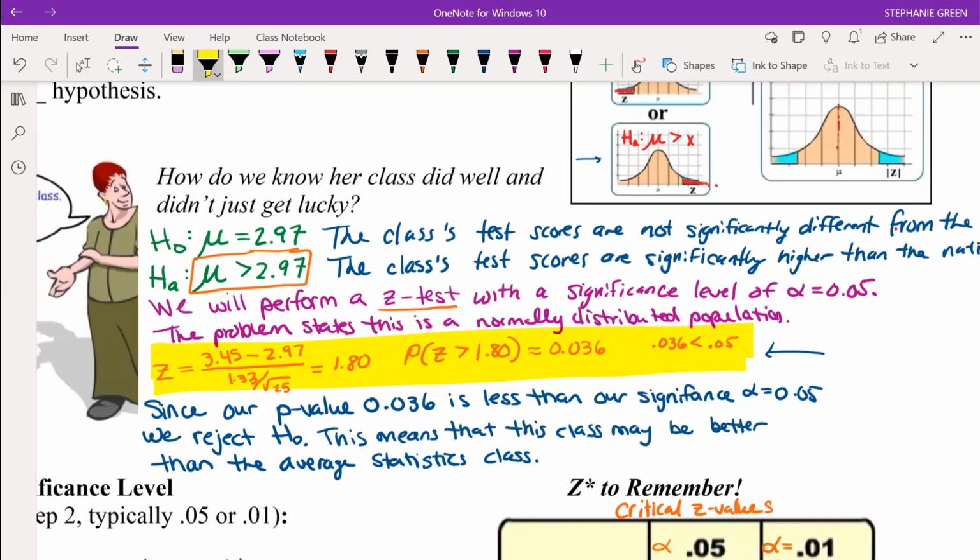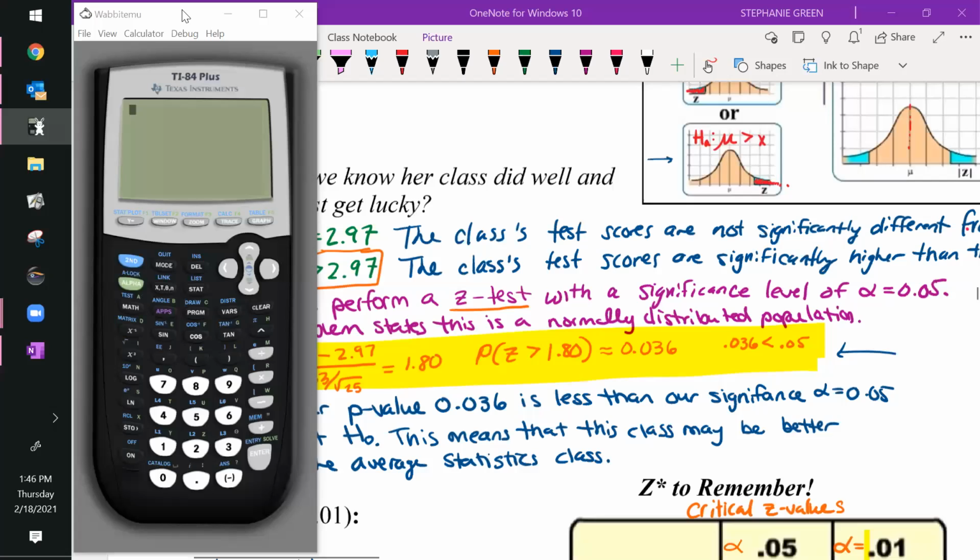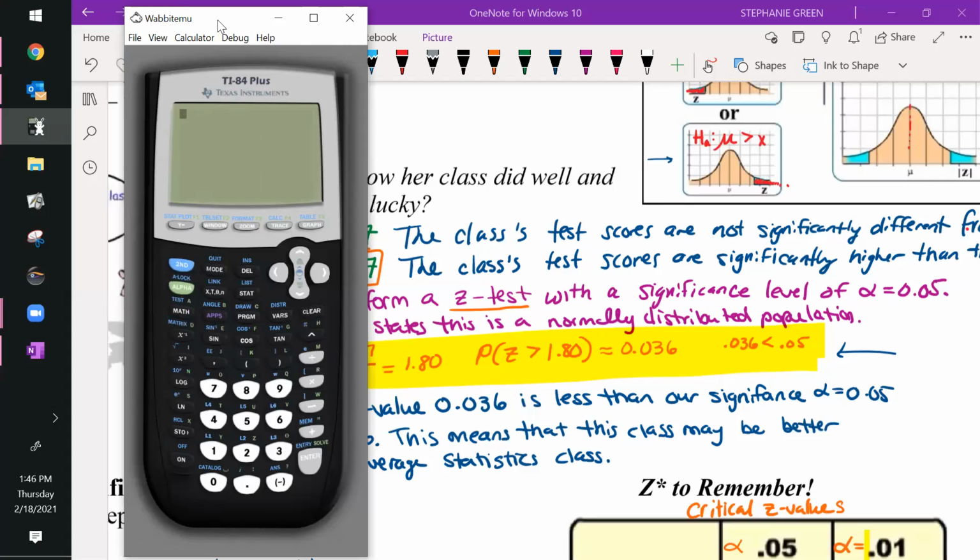Okay, pause. All right, so I just wanted to make sure real quick that my calculator was all set up and ready. So to do this z-test completely on your graphing calculator, you're going to hit the stat button here and go over to test. And the very first one that I see on mine is the z-test. I think it might be the second one down on some calculators, so be careful.